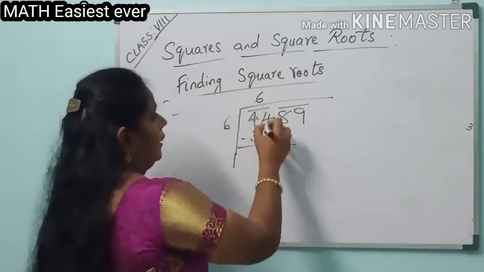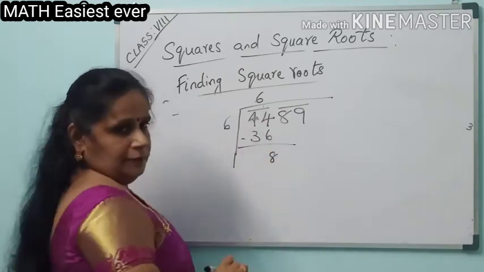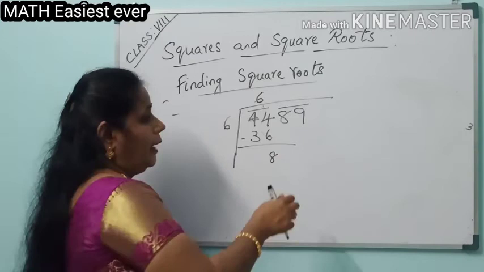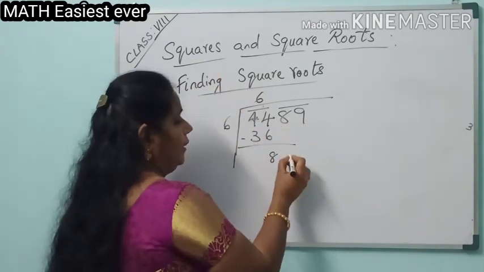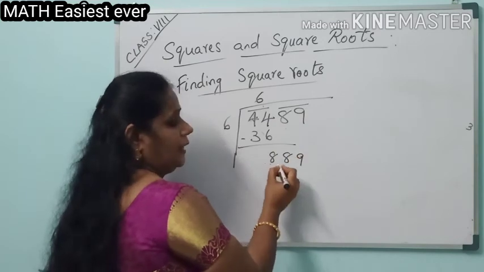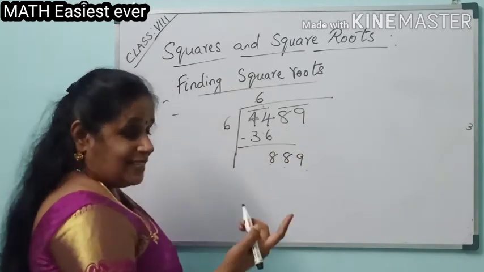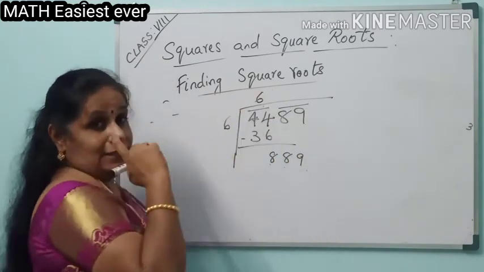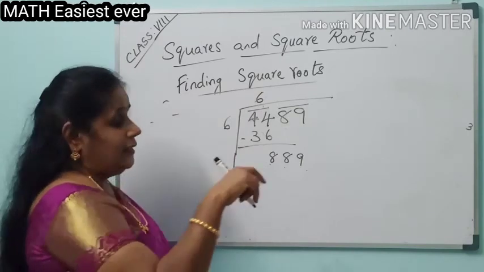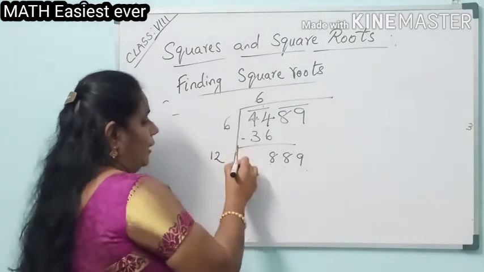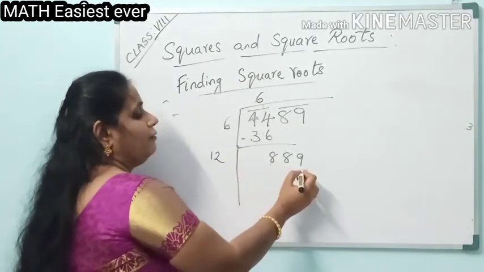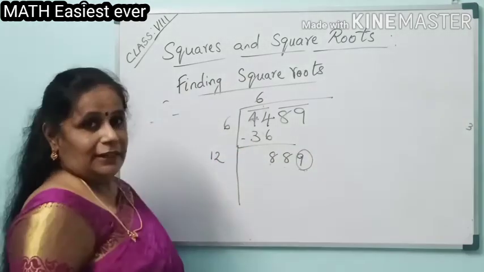So what will you get here? 44 minus 36 is 8. Now what is your next step? I told you, you have to bring both the digits down together. So 89 you bring down, and it becomes 889. What is the next step? After you bring down the digits, double the 6. 6 2s are 12. So you write 12 here. Now what do you have to take? Take the last digit, 9.